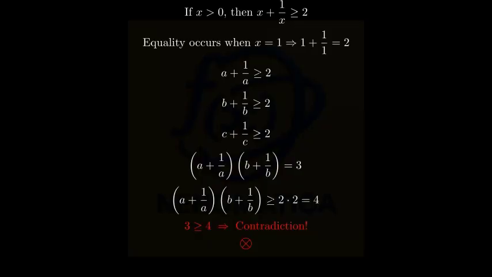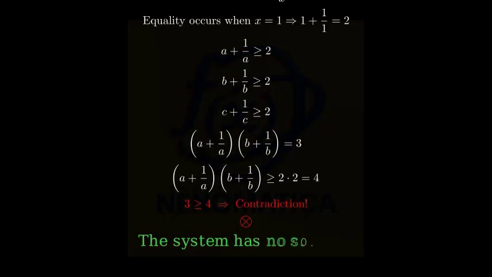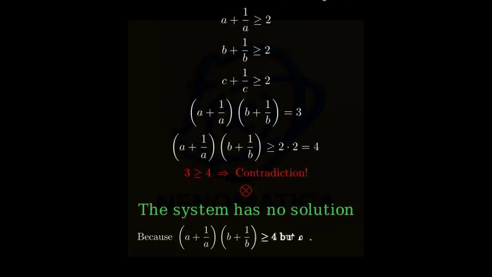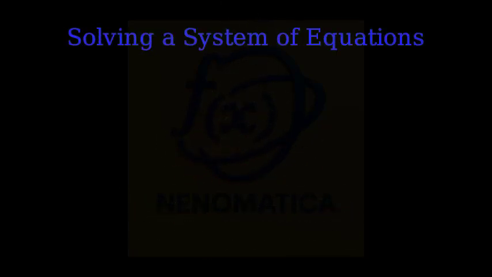From this contradiction, we can conclude that the system has no solution. The constraints of our system force the product to be 3, but the mathematical property we used forces the product to be at least 4. These contradictory requirements mean there are no values of a, b, and c that can simultaneously satisfy all equations in our system. In this video, we'll be solving a system of equations.